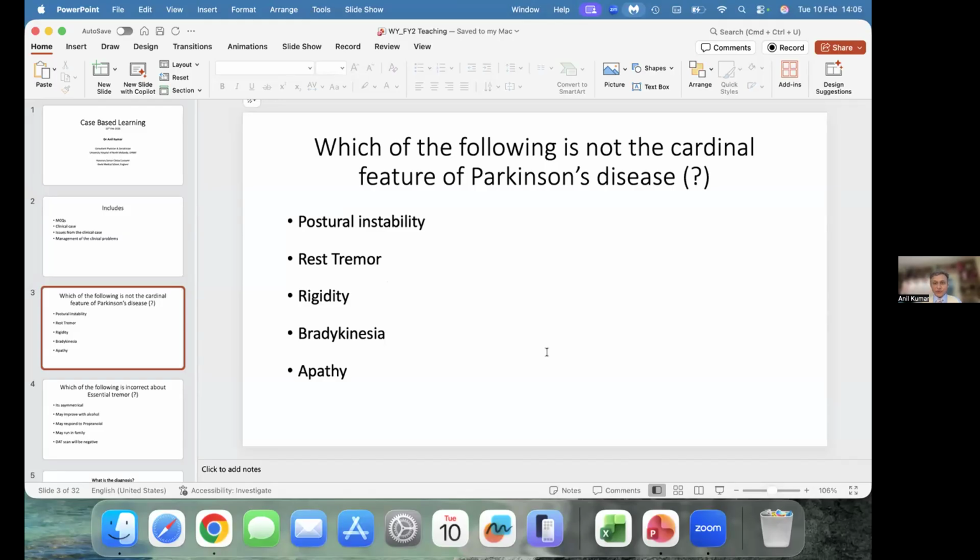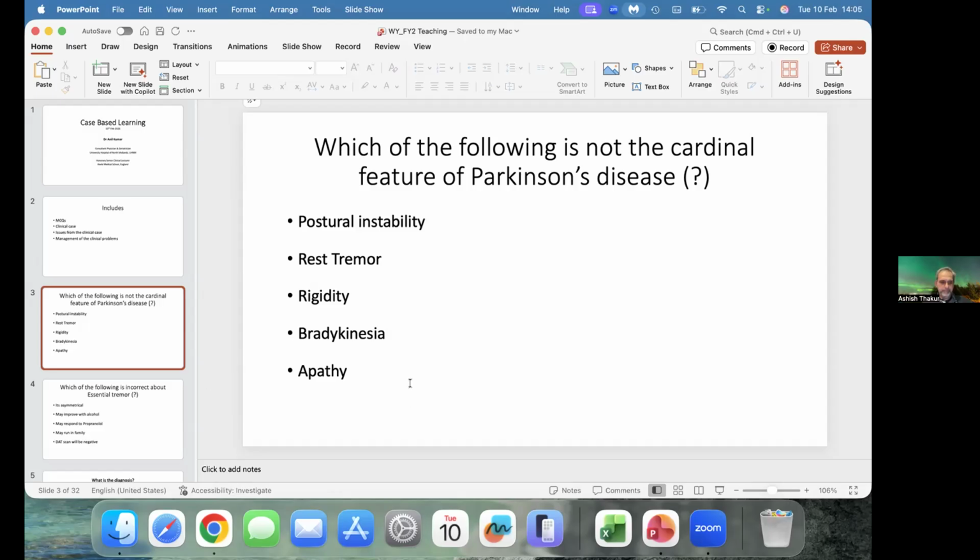So which of the following is not a core feature of Parkinson's disease? Postural instability, rest tremor, rigidity, bradykinesia, apathy. Just shout out quickly, or if you want to write it down, you can do that. Anyone? Can you see the chat box, Anil? Rest tremor is just one answer.